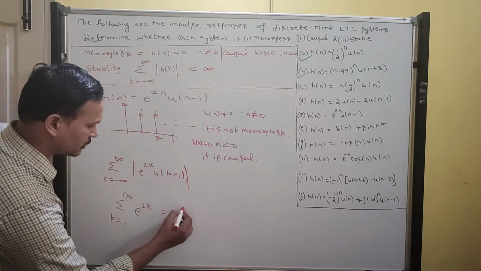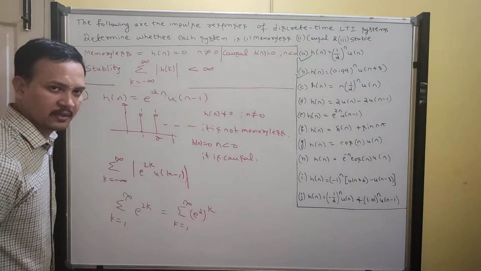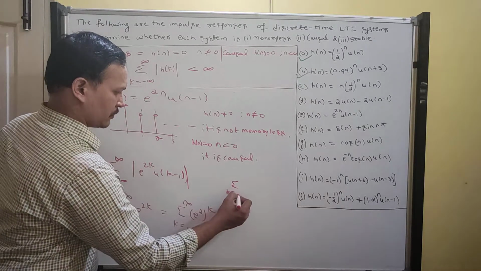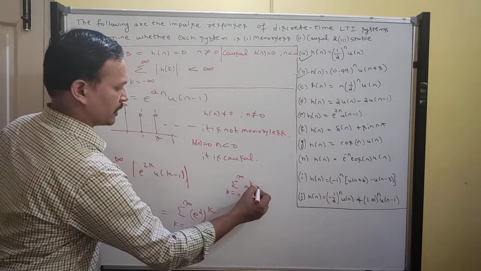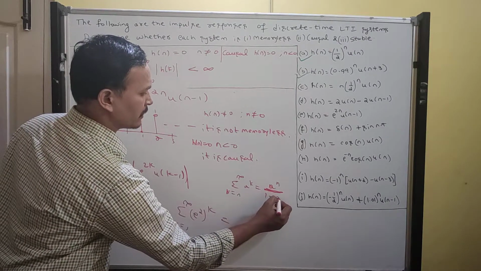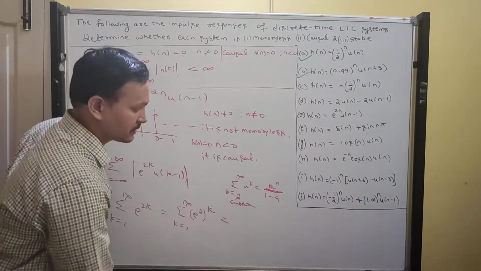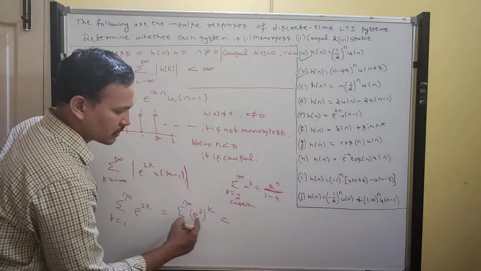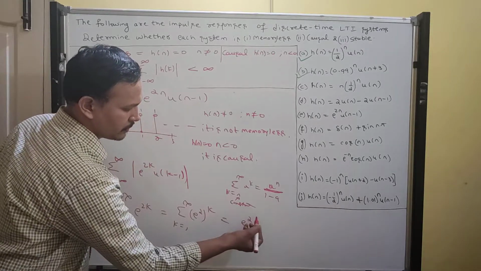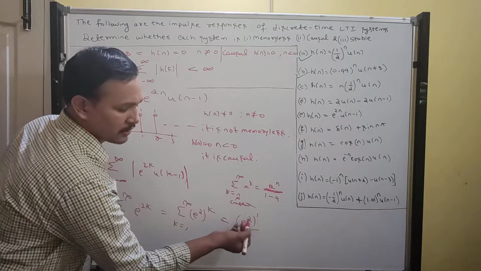Further, what can I write? Summation k equals 1 to infinity of e square to the power of k. I can use the formula: summation k equals n to infinity of a to the power of k is equal to a to the power of n divided by 1 minus a. What is n? N is a constant. What is the value of a? E square. The power is 1, so you can write it or skip it. Choice is yours, you will get the same thing.